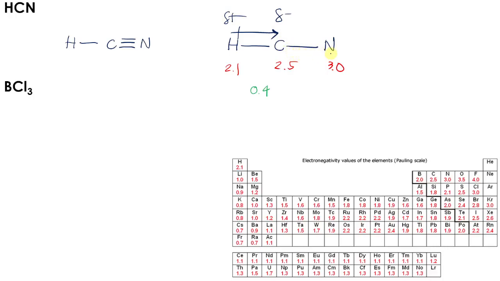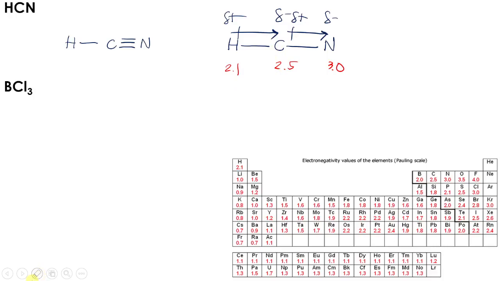Then here we have another bond, nitrogen and carbon, 3.0, 2.5. This one is a polar bond also. So nitrogen is much more electronegative compared to carbon, so these electrons will move closer towards nitrogen, giving it a partial negative charge, and this one is partially positive. Now, what's the overall charge for this molecule?